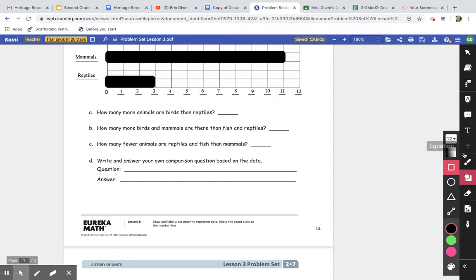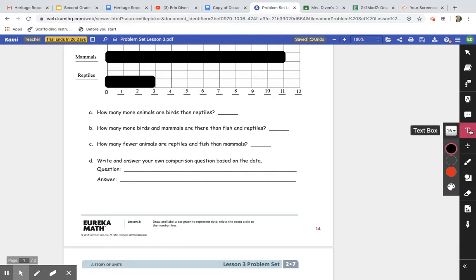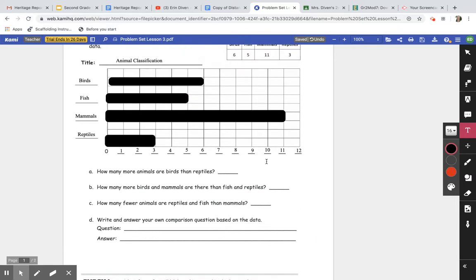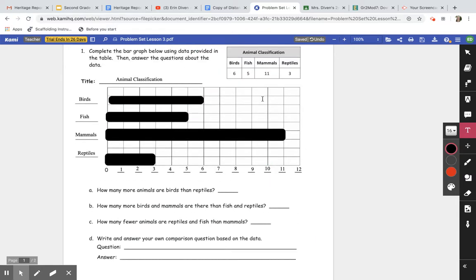Next, it's going to be asking how many more animals are birds than reptiles. So it's asking us to look at the birds and the reptiles. And this one's going to be pretty easy. We can do this in our head. So here it's going to ask us to do just a simple subtraction problem. It's asking for the difference between birds and reptiles. So 6 minus 3 is going to be 3.